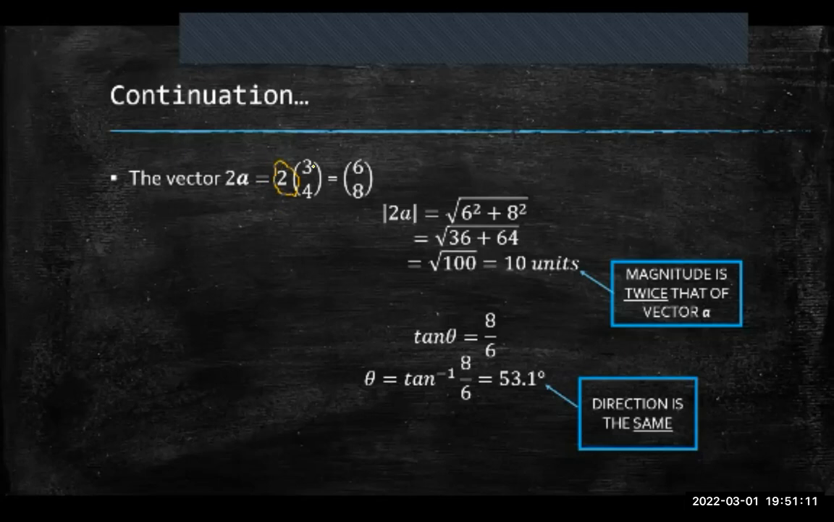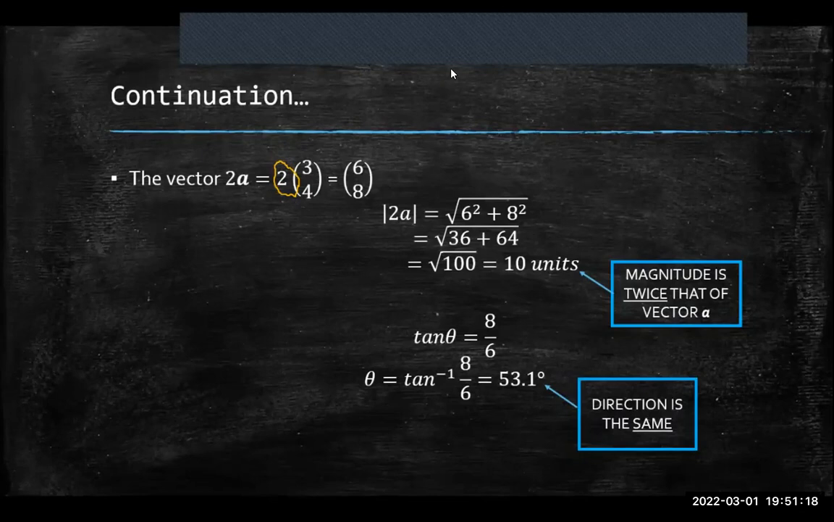So 2 is my scalar, and 3, 4 is my vector. I multiply both of them, right? So this is what we call scalar multiplication. Right. So 2A is 6, 8. That's a column vector for 2A.